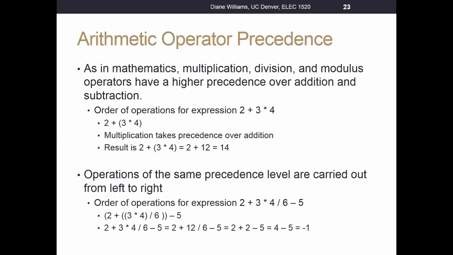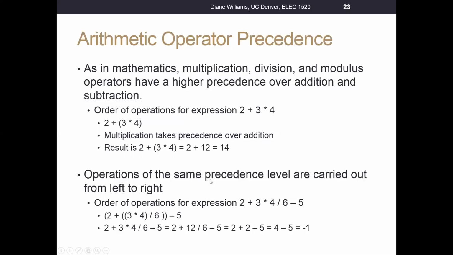Well, division and multiplication are the same level of precedence. They're higher than addition and subtraction. And then, of course, our assignment operation is the lowest. Let's look at this expression. Because multiplication is higher than addition, it will multiply 3 times 4, shown here, and then add 2. So we get a result of 14.